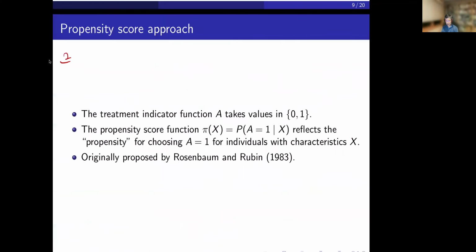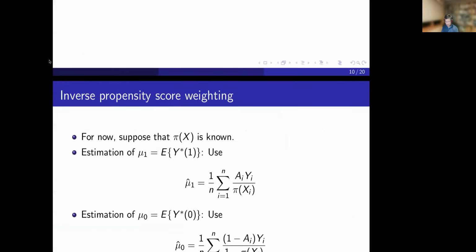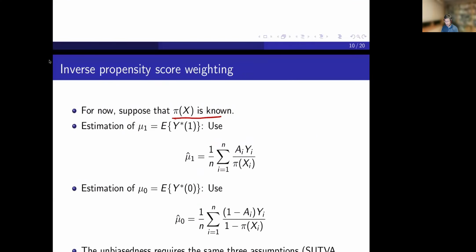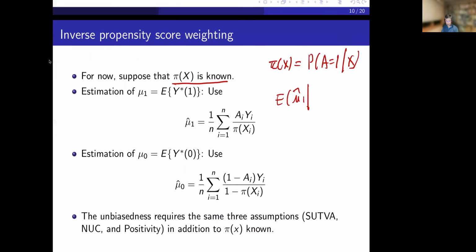The second approach is called the propensity score approach. The propensity score approach uses a model for the propensity score function, like a logistic regression, right? If pi(x) is known, so what is pi(x)? Pi(x) is the probability of A equal to 1 given X. Then if you take the expectation of mu hat 1, well, I think we will show that soon, so I don't have to show it here.